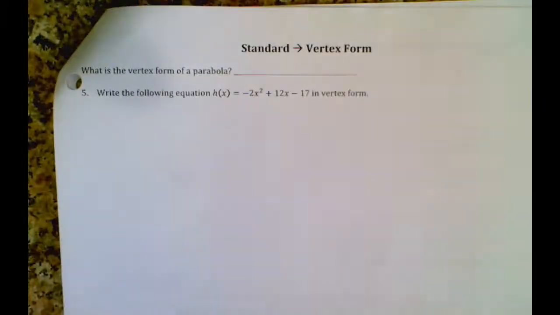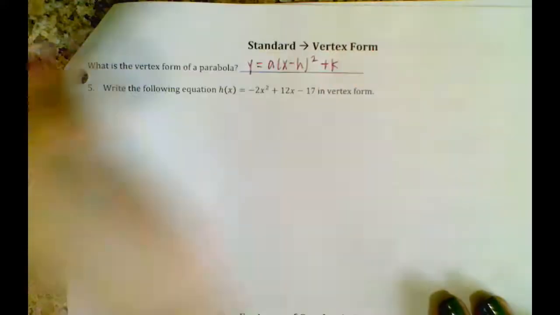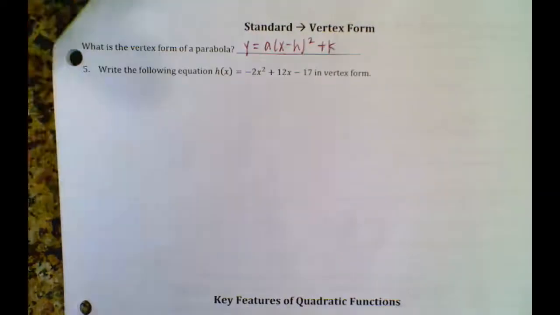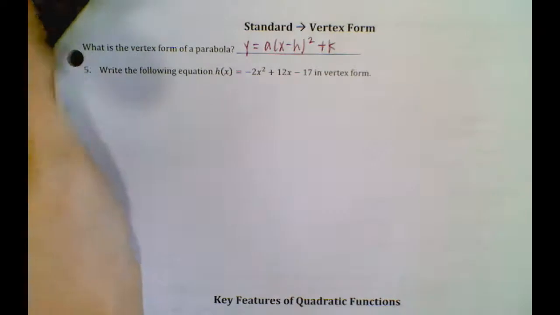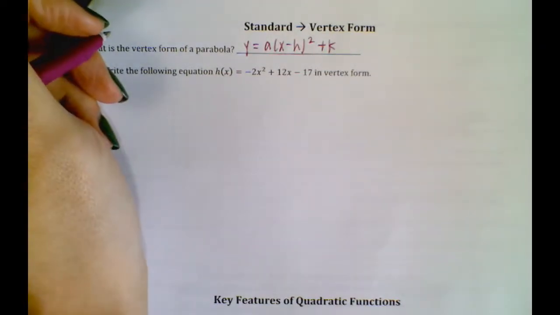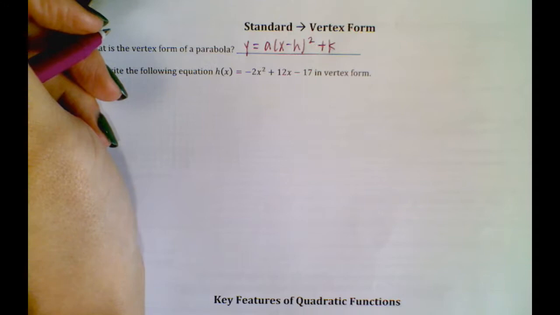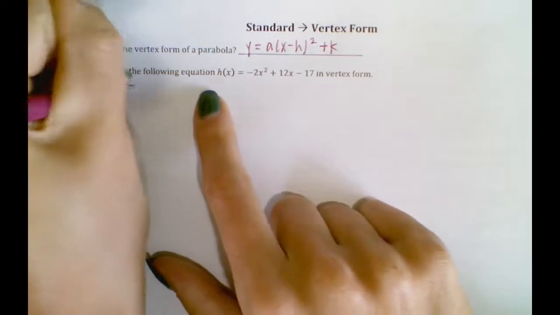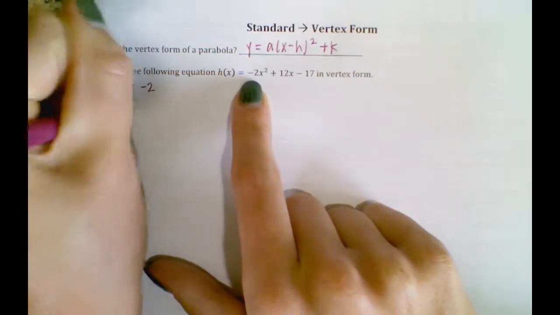Alrighty, next page. We've got standard vertex form. It says, what is the vertex form of a parabola? We already know that. It's y equals a times x minus h squared plus k. So number 5 says, write the following equation in vertex form. If we follow the directions from our 11.3 notes, or was it 11.3? I believe it was. Let me double check real quick. Yeah. All right. So first we need to identify a and b. So a is -2 and b is 12.